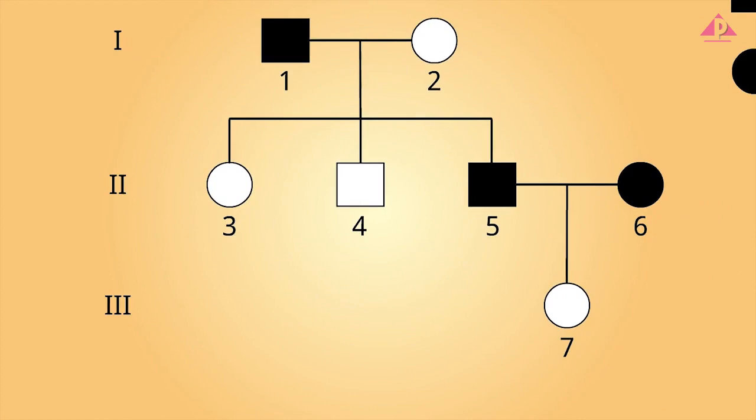Next, we can use the pedigree to deduce the genotypes of the family members. We can also predict the chance of future children having bent little fingers.